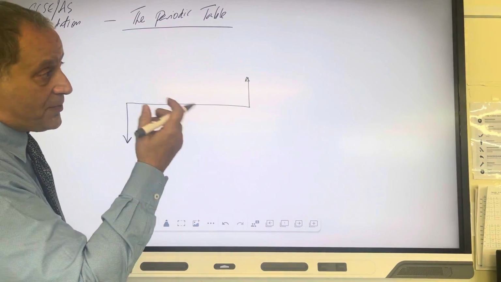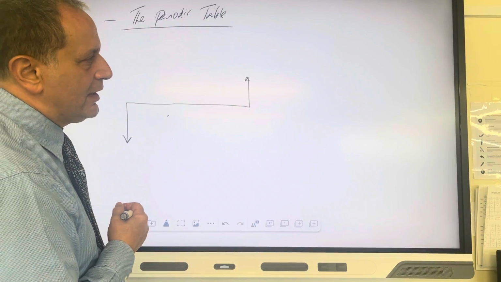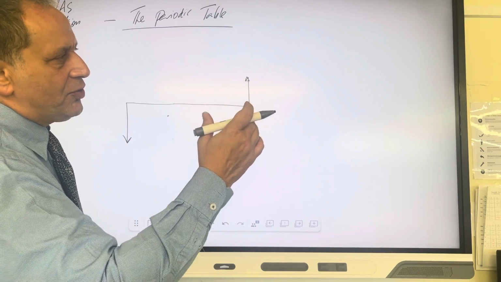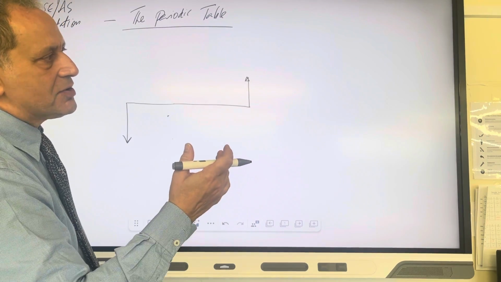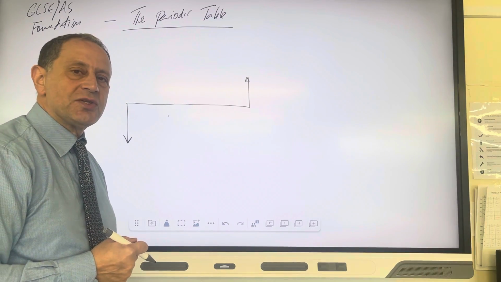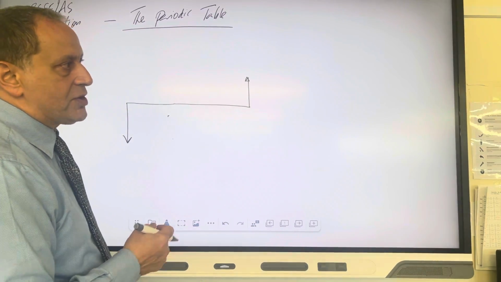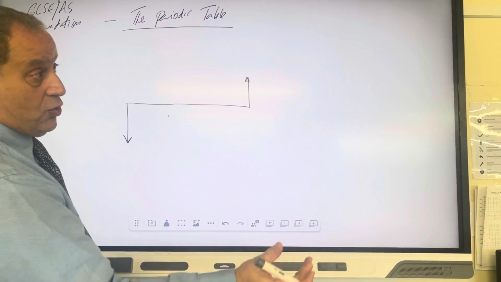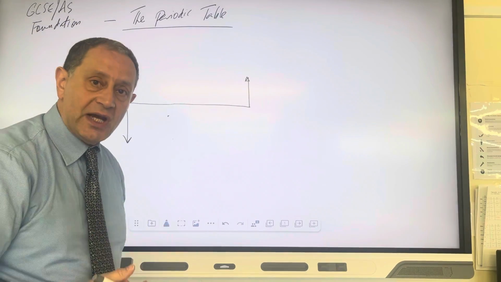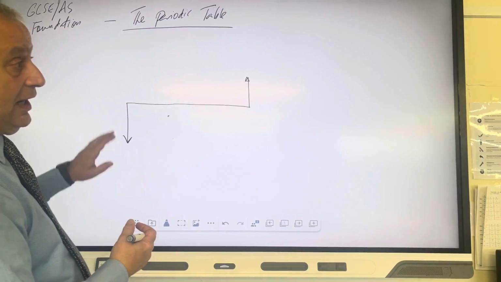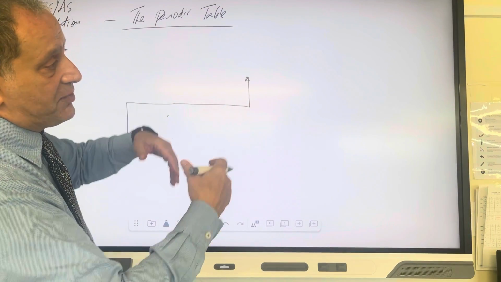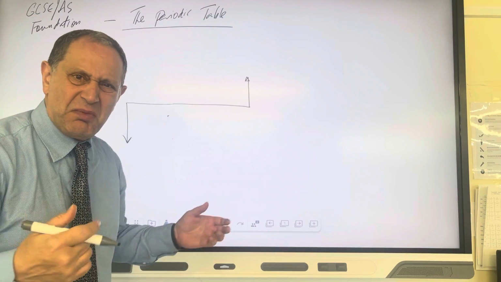For example, we've got nitrogen, oxygen, and fluorine on the right-hand side. As you go towards the right, fluorine, of course, is more reactive than oxygen, and oxygen is more reactive than nitrogen. As you go up, fluorine is more reactive than chlorine, and chlorine is more reactive than bromine.